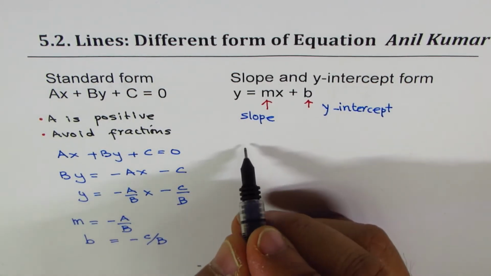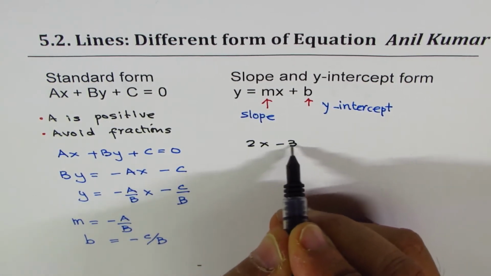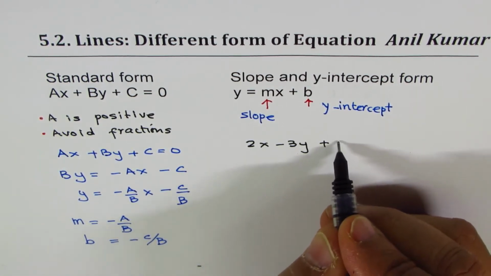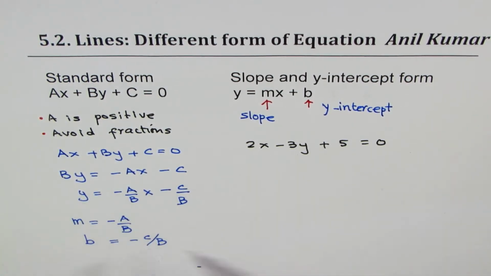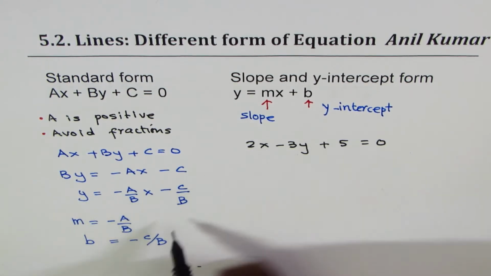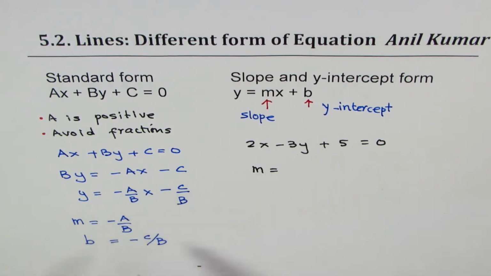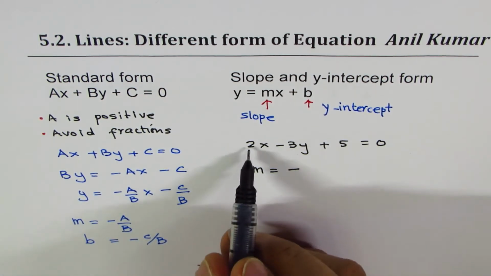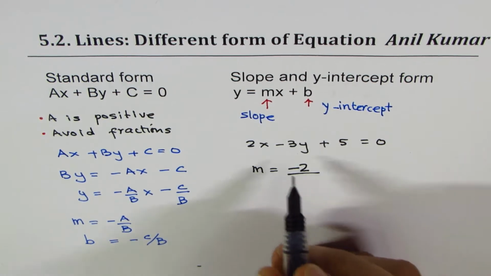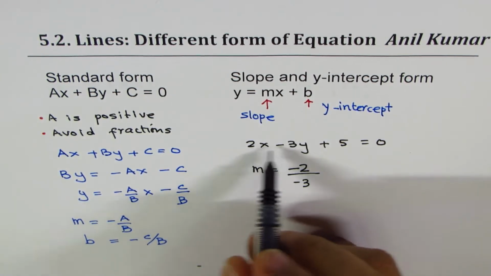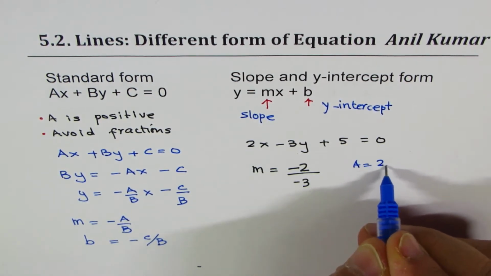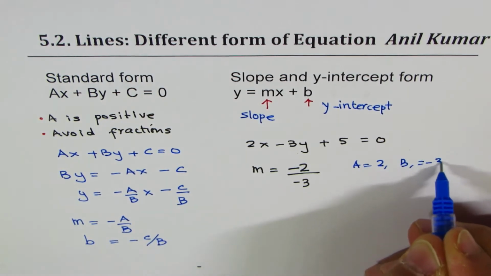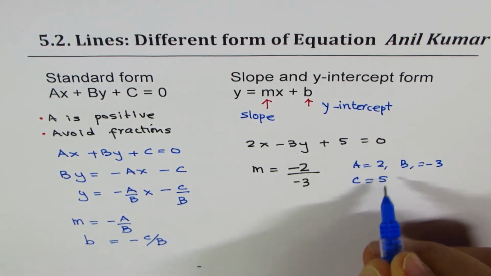Now, let me take up an example here. If I write an equation which is, let us say, 2x minus 3y plus 5 equals to 0, and from this equation, I have to translate in this form and write what the slope m is. You can see slope is minus a over b. That means negative of a, which is 2, over b, which is negative 3. Do you see that? Since in this given equation, a is equals to 2, b is equals to minus 3, and c is equals to plus 5, correct?